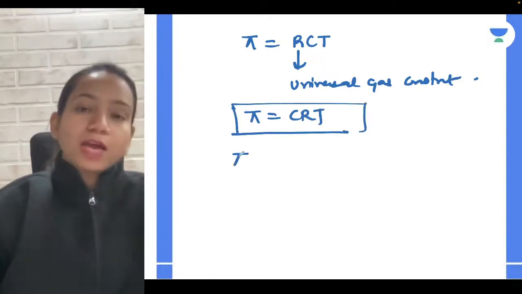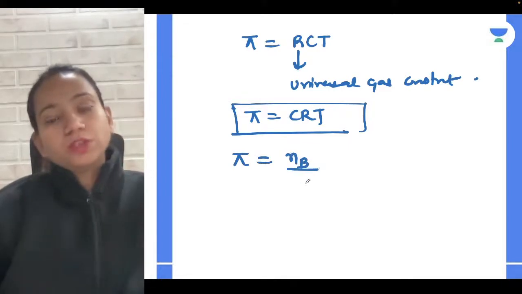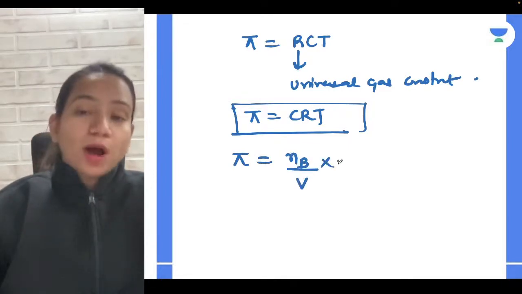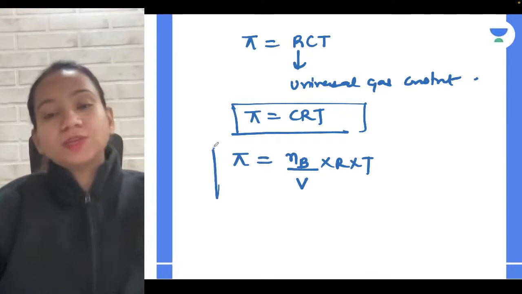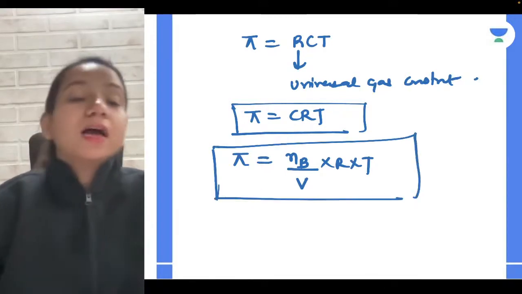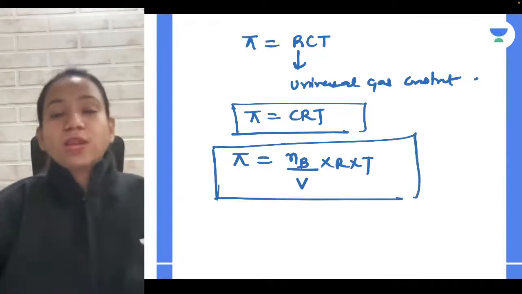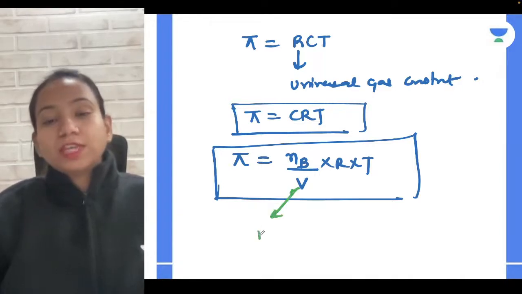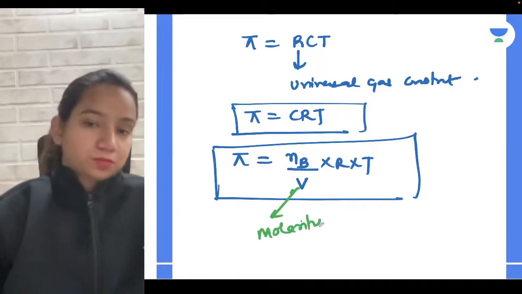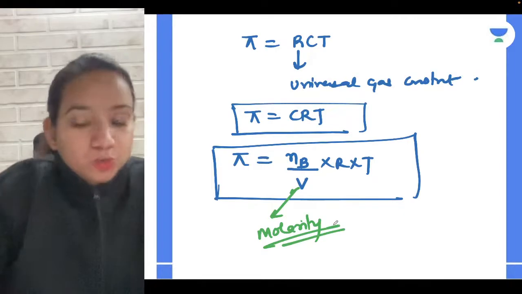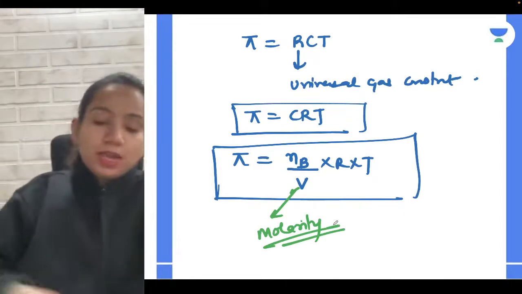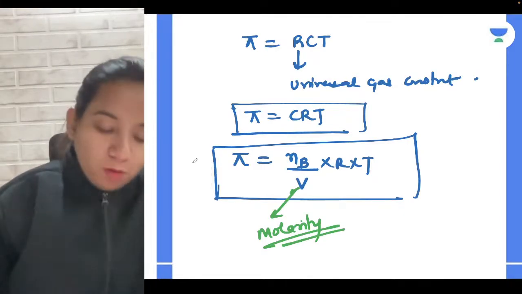Now how do you calculate concentration? Number of moles divided by volume, into R into T. So remember that, guys, here we use molarity instead of molality. So here we are using concentration as molarity. Remember it. So we are using molarity for the concentration, and this will be the formula.